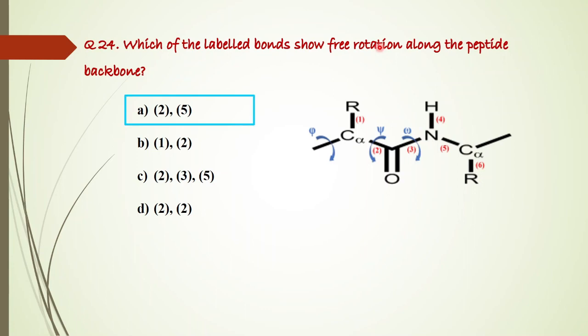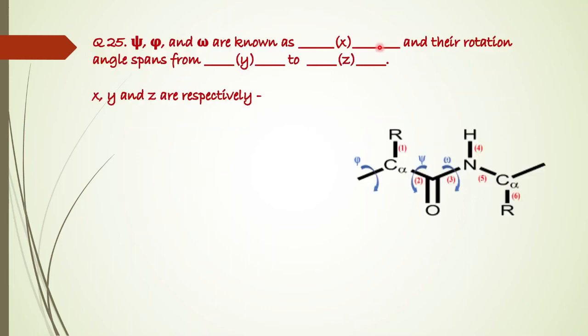Those are basically your phi and psi angle bonds, basically N-C alpha and C alpha-C. We all know that the omega bond, that is the CONH bond, has a double bond character. Because of its double bond character, it cannot freely rotate. So the bonds that can freely rotate are the bonds around psi and phi, basically N-C alpha and C alpha-C. So our correct option should have been option A, 2 and 5. I think all of you know that, so I am moving on from these questions.